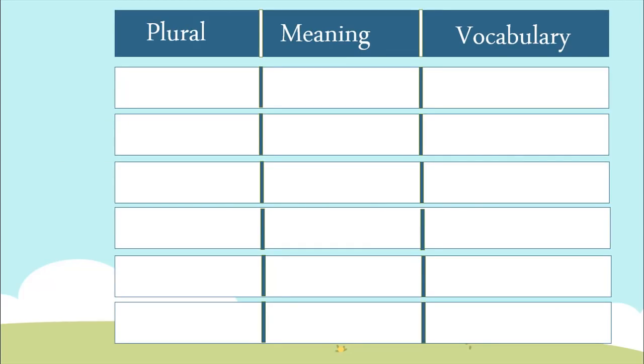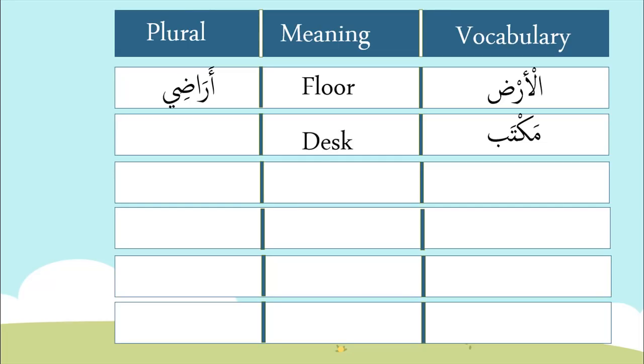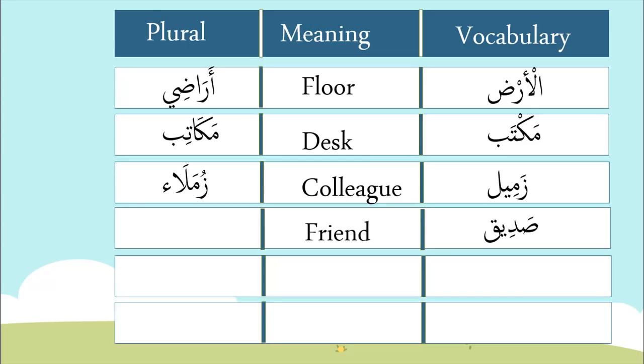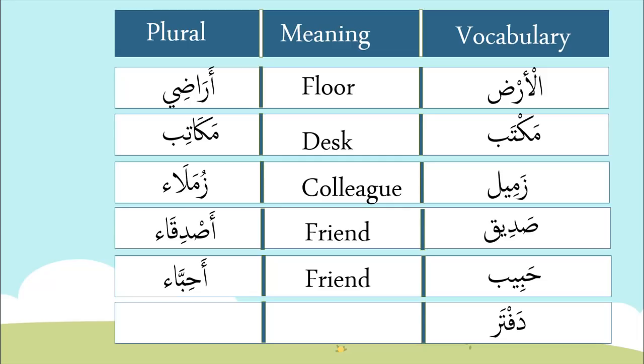Let's revise the vocabulary used in the conversation. Floor. The plurals are أراضي. مكتب, desk or table. مكاتب, tables. زميل, colleague. زملاء, colleagues. صديق, friend. أصدقاء, friends. حبيب, friend or beloved. أحباء, friends. دفتر, notebook. دفاتر, notebooks.